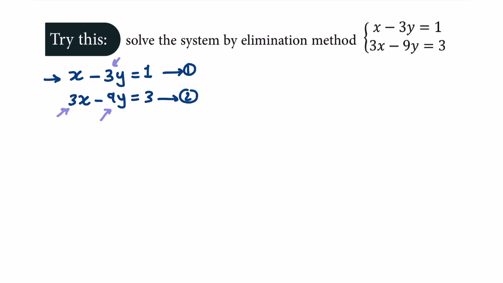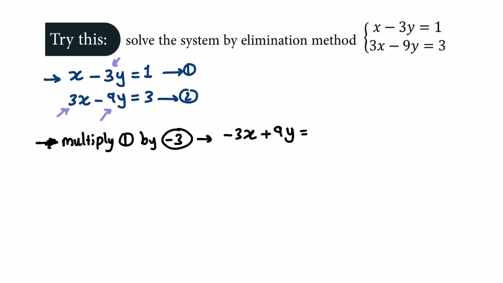So in this case, I'm going to write this multiply. Let's say 1 by negative 3. So in this case, we have negative 3x positive 9y equal negative 3. This is the new equation. In the bottom, we have 3x minus 9y equal 3. Then we are going to combine. Combine means you are adding them. But in the same procedure, you will be canceling them.